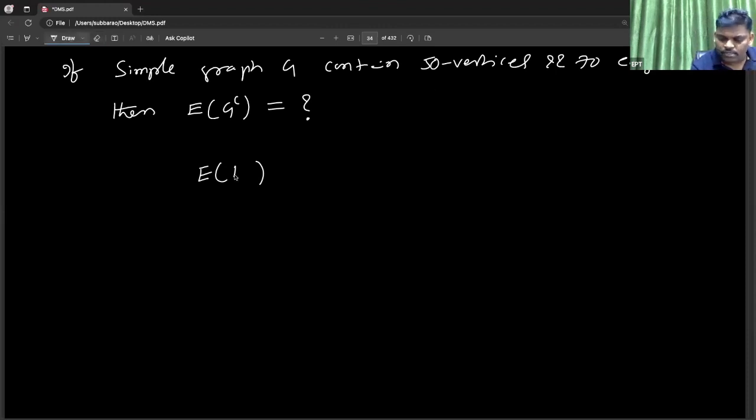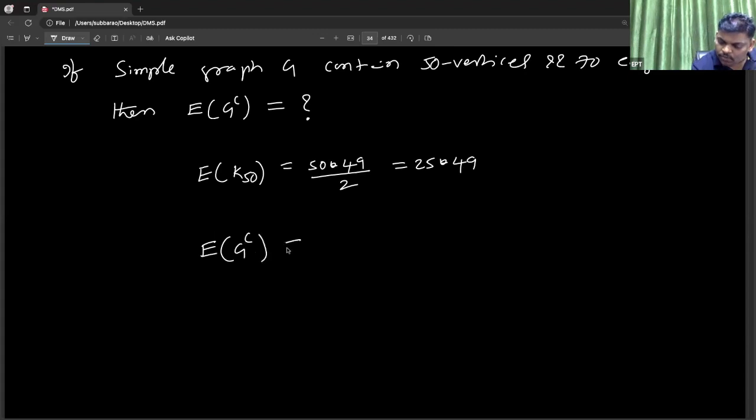50 vertices. K50 has 50 into 49 by 2 edges, which is 25 into 49. Now the number of edges in G complement is equal to 25 into 49 minus how many edges the original graph has? 70. Yeah, can you check?